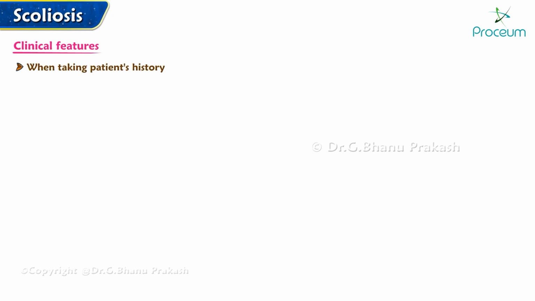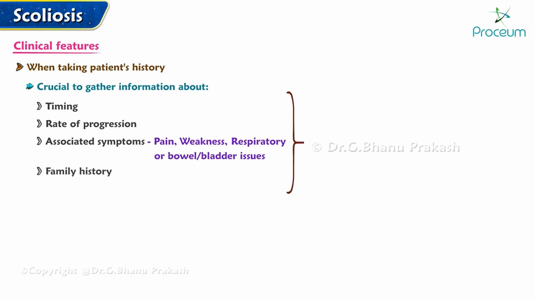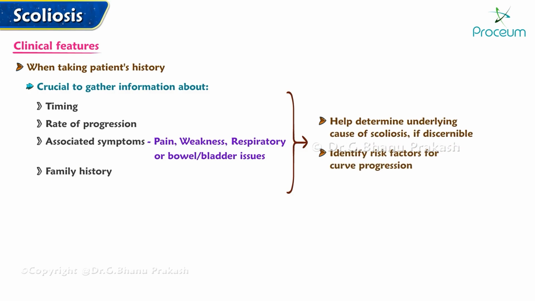When taking a patient's history, it's crucial to gather information about the timing, rate of progression, associated symptoms such as pain, weakness, respiratory or bowel/bladder issues, and family history. This information can help determine the underlying cause of scoliosis, if discernible, and identify risk factors for curve progression. In many cases, the only symptom is a visible deformity.